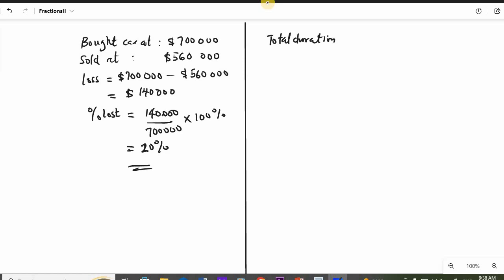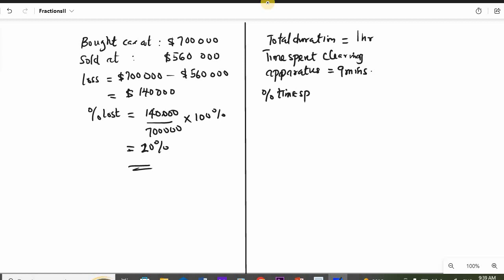total duration is equal to 1 hour, and time spent clearing apparatus is 9 minutes. Okay, so percentage of time spent doing this will be 9 minutes over 1 hour times 100%. But remember, we have to express both quantities in the same units. So I'm going to choose to express 9 minutes in hours. Now remember, 1 hour is equal to 60 minutes.